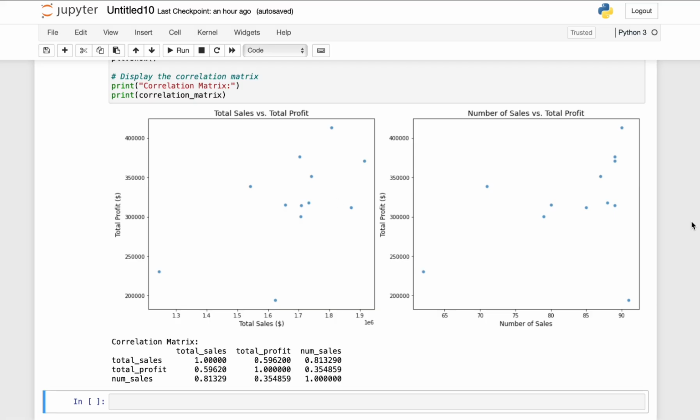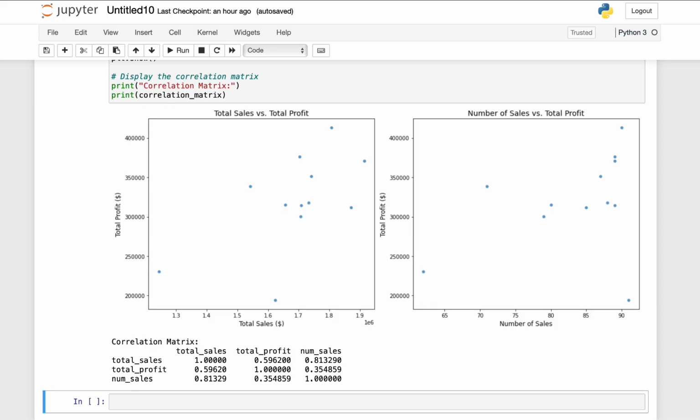So let's talk about some key takeaways. I think we can take a look at this and see that sales volume matters, because a strong correlation between total sales and the number of sales highlights that the revenue is heavily influenced by the transaction volume. And sales strategies focused on increasing the number of transactions could boost overall revenue.